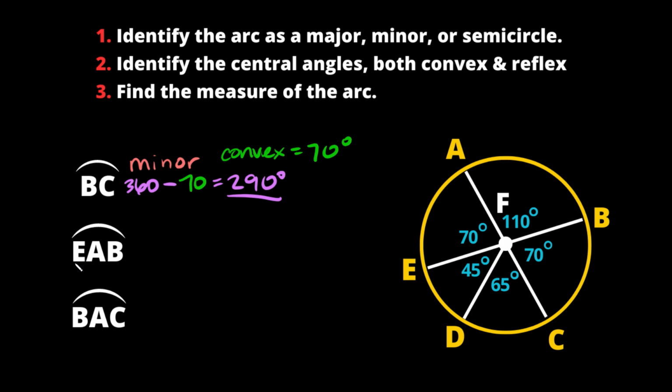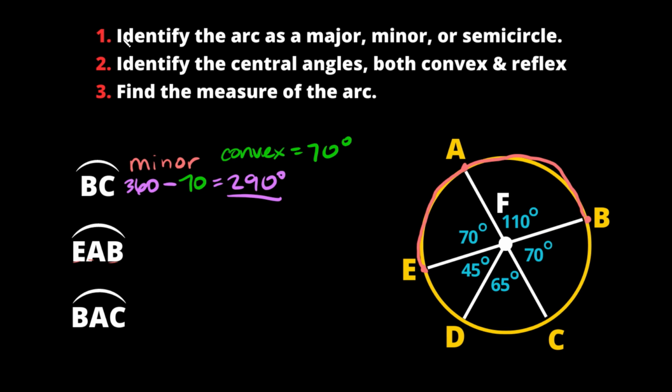All right, now let's go to our next arc right here, EAB. And as you can see, it's given in a specific order, right? It goes from E to A to B. So that's the order we have to go in. So we have to go from E to A to B. All right, so whenever you're given 3 letters for an arc, just follow the direction of the letters, all right?